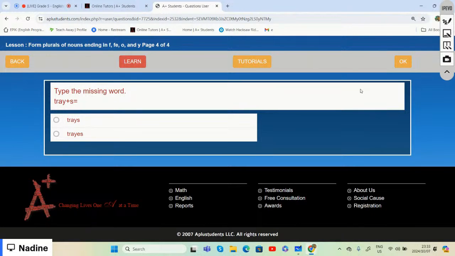Trays. Remember it says tray plus S. So we only add an S. So is it option one, trays, or option two, trays? Which one is correct?